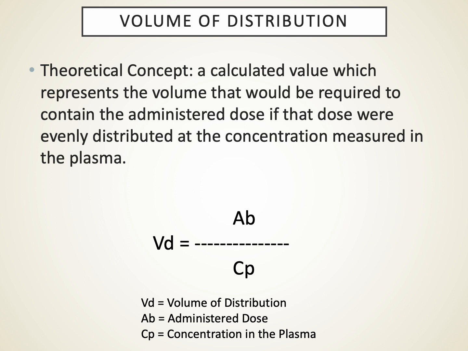First of all, the concept of volume of distribution is a theoretical concept. It's not an actual thing, it's a theoretical way of thinking. It's a calculated value that represents the volume that would be required to contain the dose you gave if the dose were evenly distributed at the concentration that we measure in the blood.